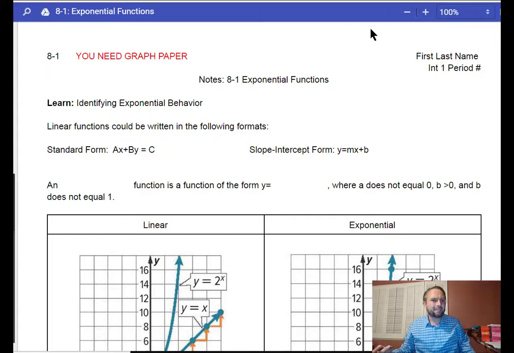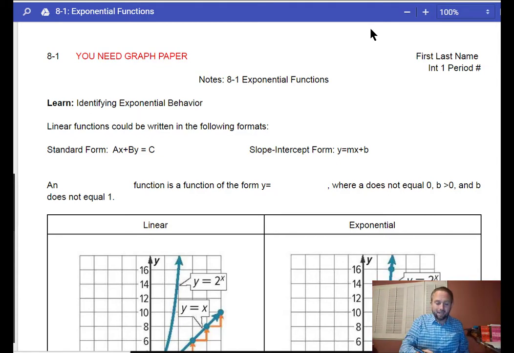So, identify an exponential behavior. Linear functions can be written in the following formats. We have standard form, where it's ax plus by is equal to c. Now we have slope-intercept form, which is y equals mx plus b. Hopefully you remember this. The part about linear functions is that they create a line on a graph.